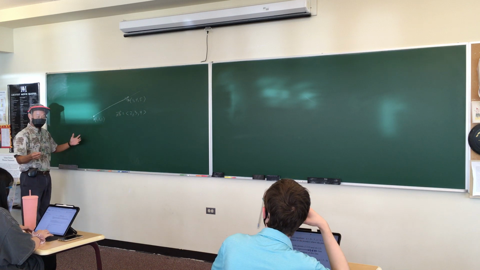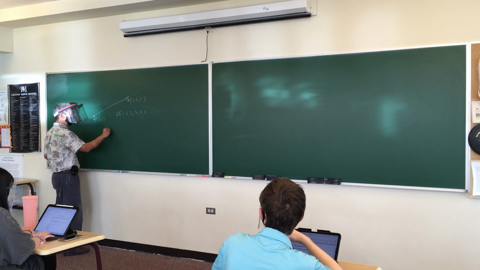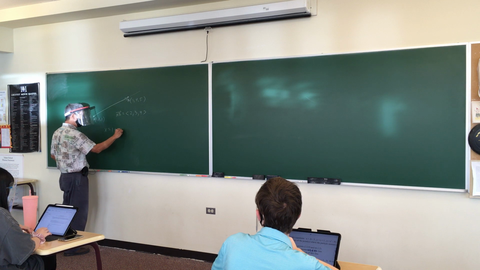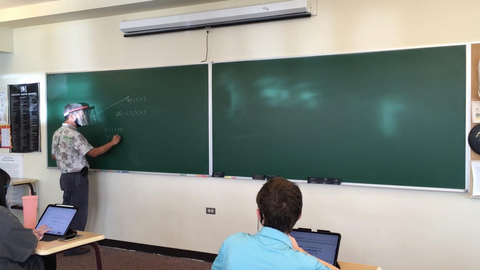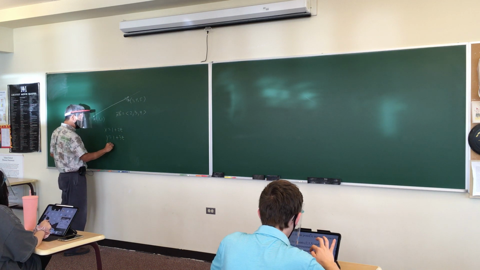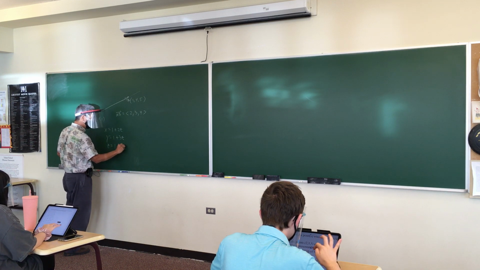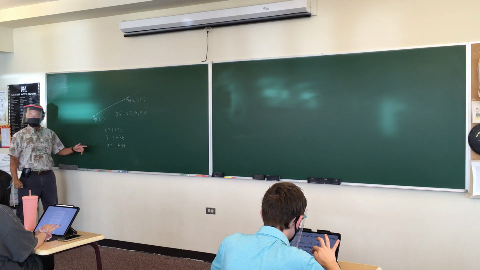Okay, so let's say I use this point and I use this vector. Watch what I do. It's very simple. X equals 1 plus 2t. Y equals 1 plus 3t. Z is equal to 1 plus 4t. These are the parametric equations of the line.